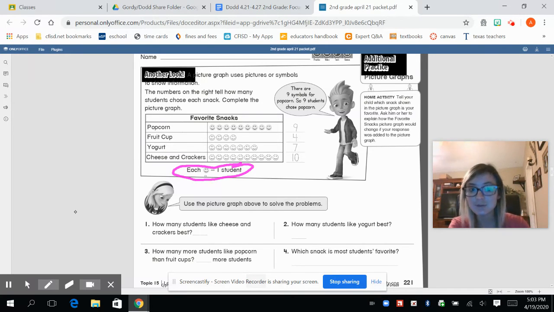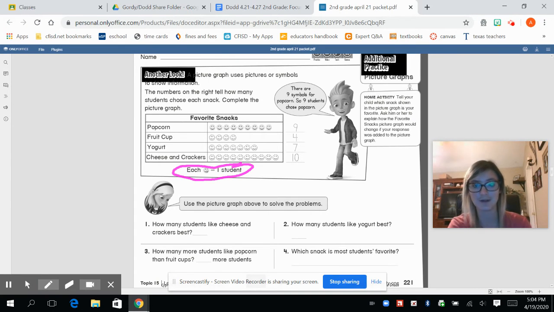So it says that each one of these smiley faces is one student. So see, I said some things may have a key and some won't. This is important, okay? That key down there tells us a lot of really good information and how to read that graph. Because if we didn't have that, I don't know that one smiley face equals one student. It could equal a dog or cows or bugs. Who knows? And I wouldn't know what was going on. So it's really important that we're looking at that key.